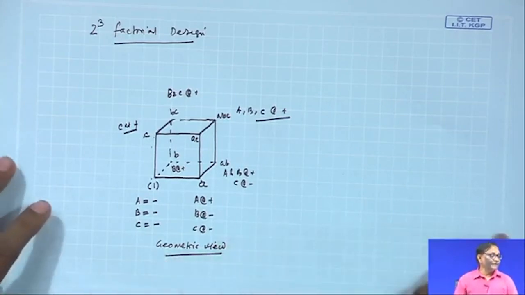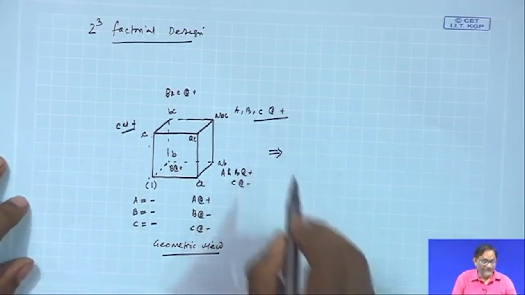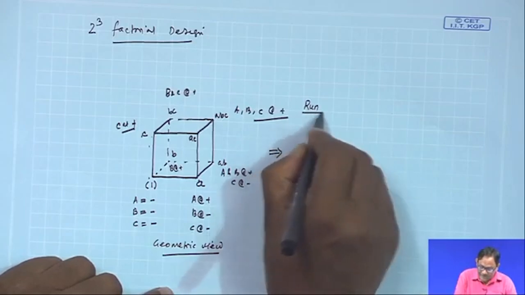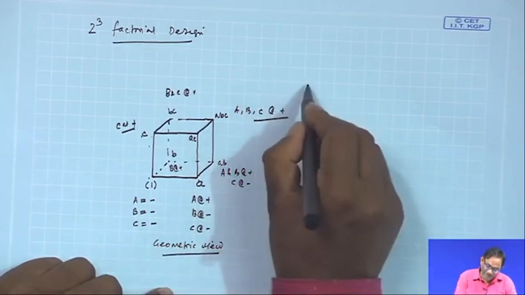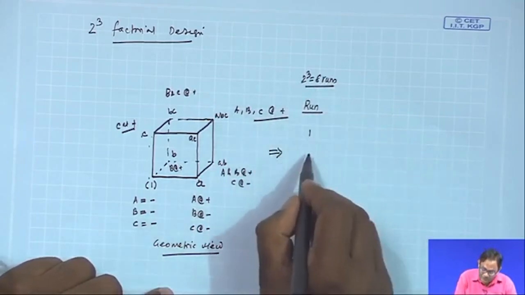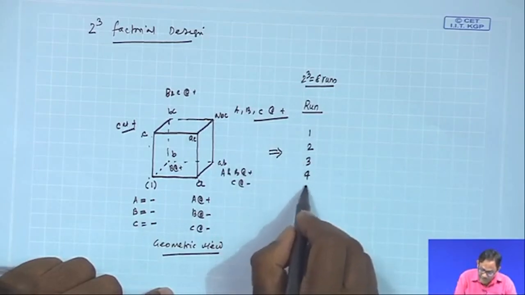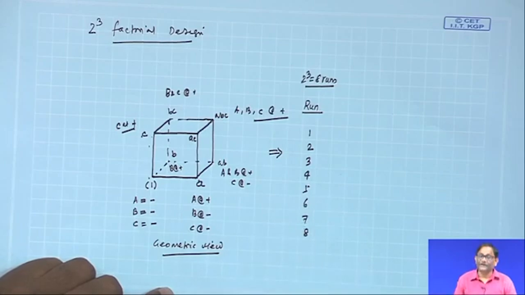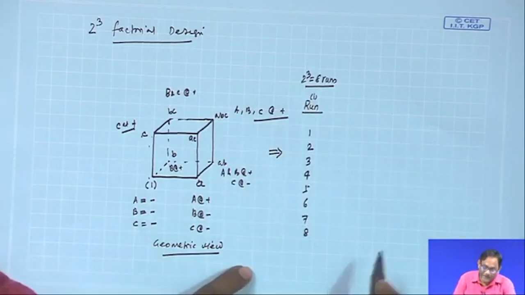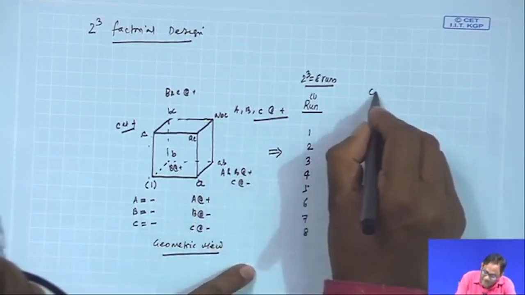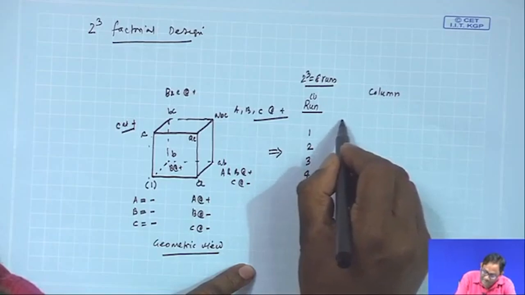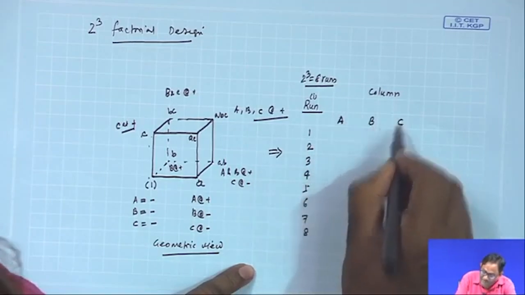Now, from this geometric view, we want to go to the design matrix. In the design matrix, there will be row-wise runs. How many runs will be there? 2 to the power 3 equal to 8 runs. So, 1, 2, 3, 4, 5, 6, 7, 8 runs. And the columns represent the factors. What are those factors? Factor A, factor B, factor C.